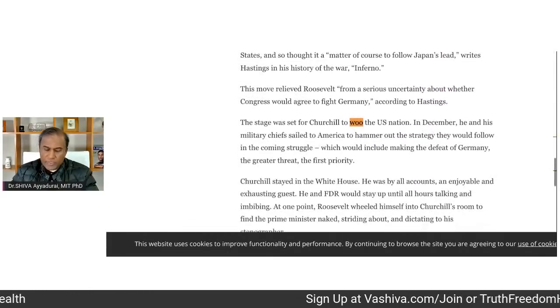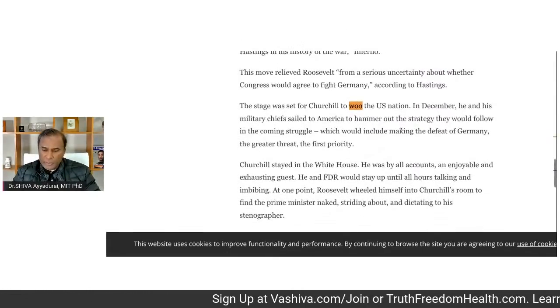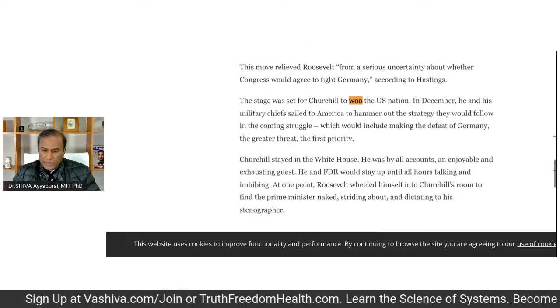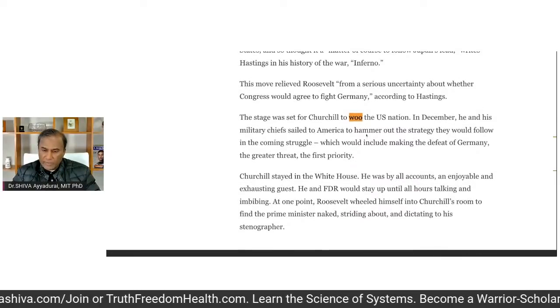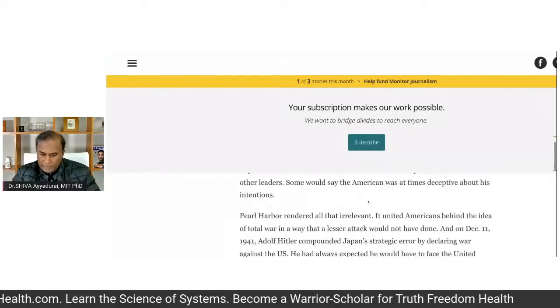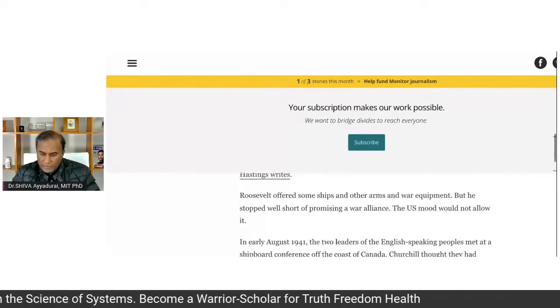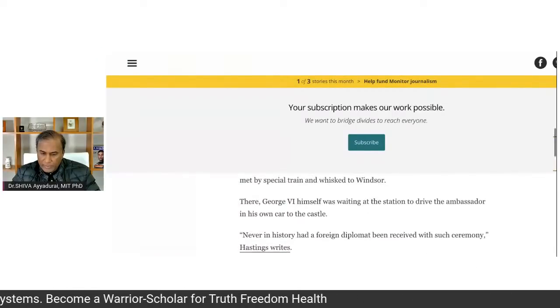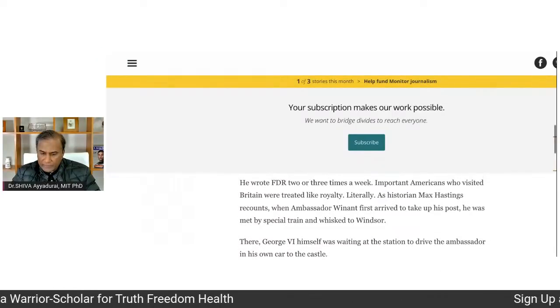The stage was set for Churchill to woo the U.S. nation. In December, he and his military chiefs sailed to America to hammer out the strategy that would follow in the incoming struggle. I think it's here. Hold on. The article really talks about the incredible amount of, here it is, okay?